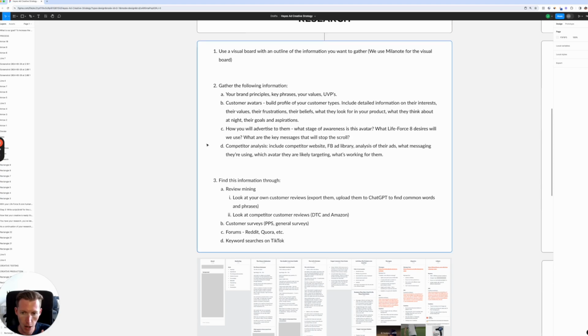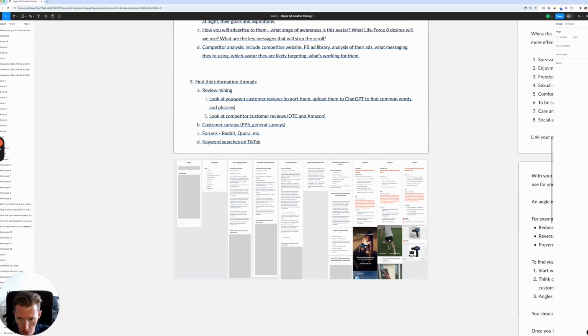Then you want to understand how you're going to advertise to those avatars. So just understanding what stage of awareness the avatar is at, what Life Force 8 desires we'll use, what are the key messages that will stop the scroll, and we'll go through this in a moment. And then finally, competitor analysis. So you want to include your competitor website, their ad library, the analysis of their ads, what messaging they're using, what avatar they're likely targeting, what's working for them. This is crucial data to understanding what is actually working, what may not be working, to shape the creatives that you're going to produce. Okay.